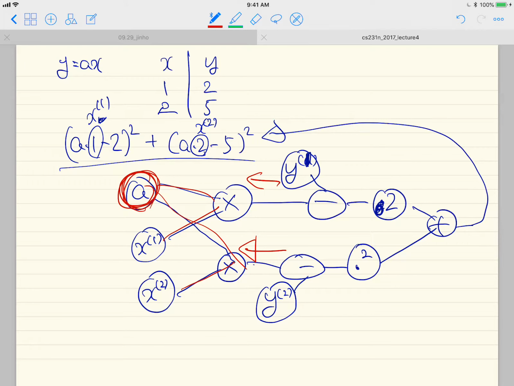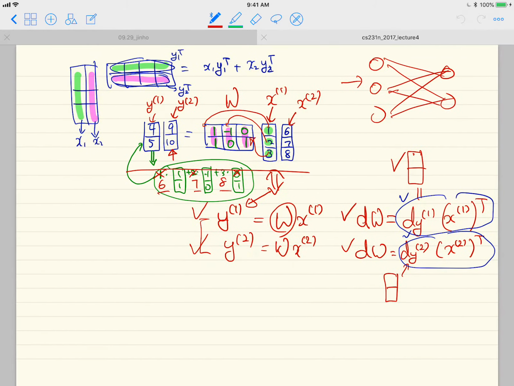Okay, so back to this part. This W, which is our vector node, is commonly connected with the first data item and the second data item, and each of them will generate a gradient, and they will be what? Added together, right? Because our loss function involves the summation of all the losses from each data item, right?